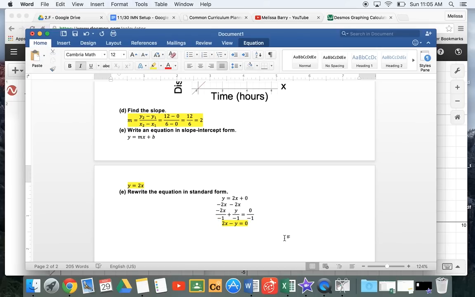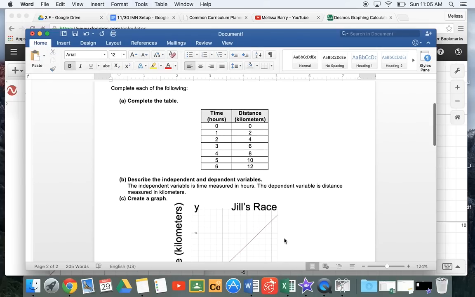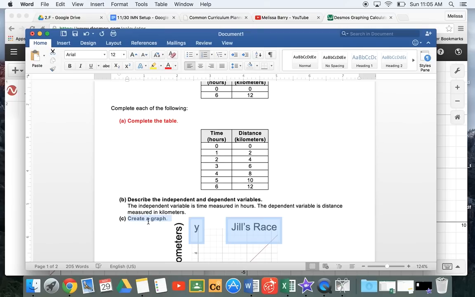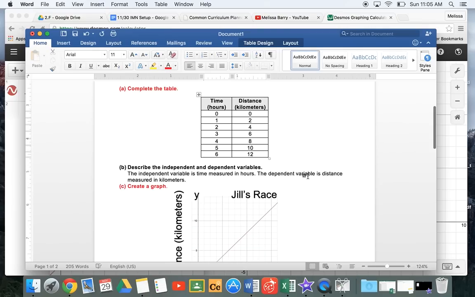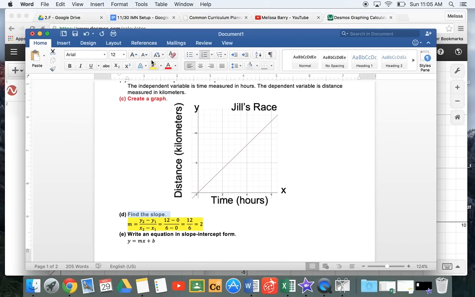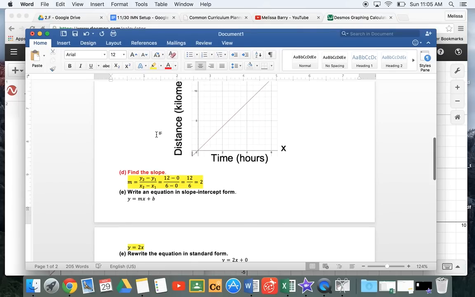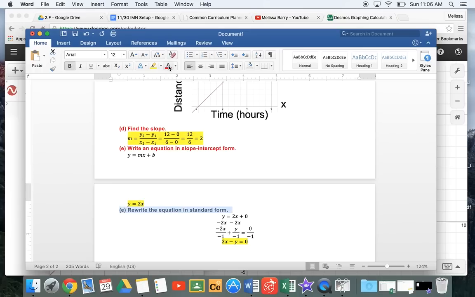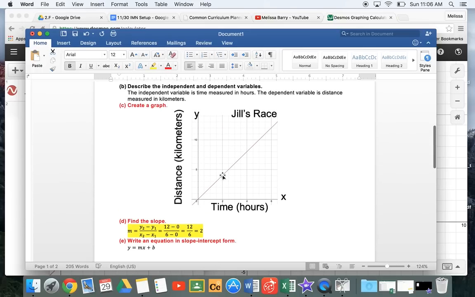There we go. So here is a somewhat look at the first view. I know for a fact that the complete the table is on there. I know for a fact that the creating a graph is on there. I know for a fact find the slope. Write an equation in slope-intercept form. And then there will be a different equation that you will have to write in standard form. So those are all really good examples. There's also some exponents on there, and so just some general rate of change questions.